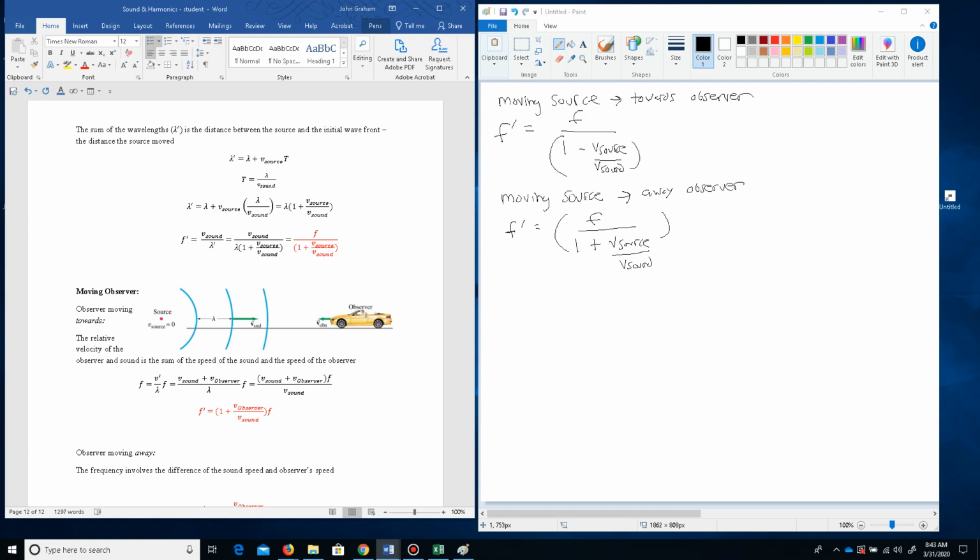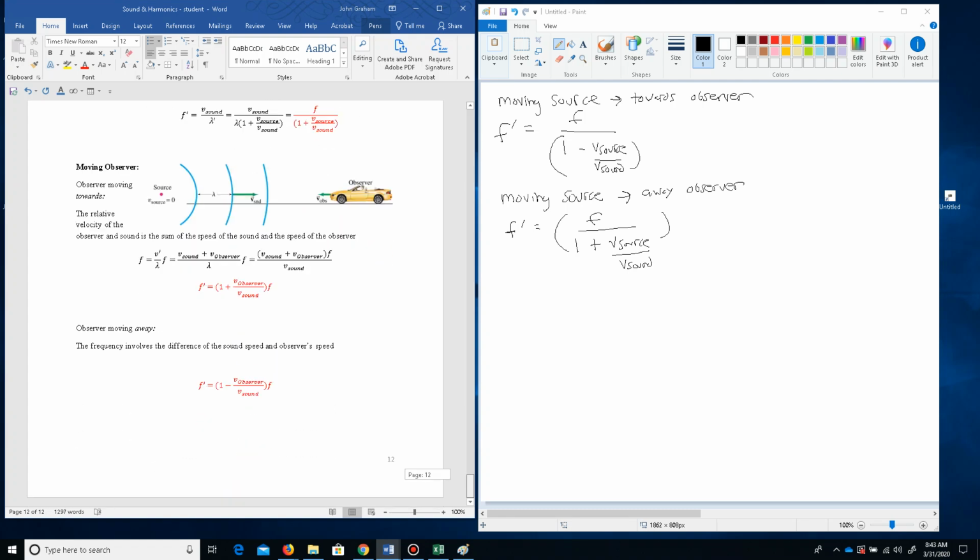Now, if we look at the moving observer, so they're driving, they're moving, and there's a sound, maybe it's a siren somewhere, and so they're moving towards it. The way it works is you will have this frequency.